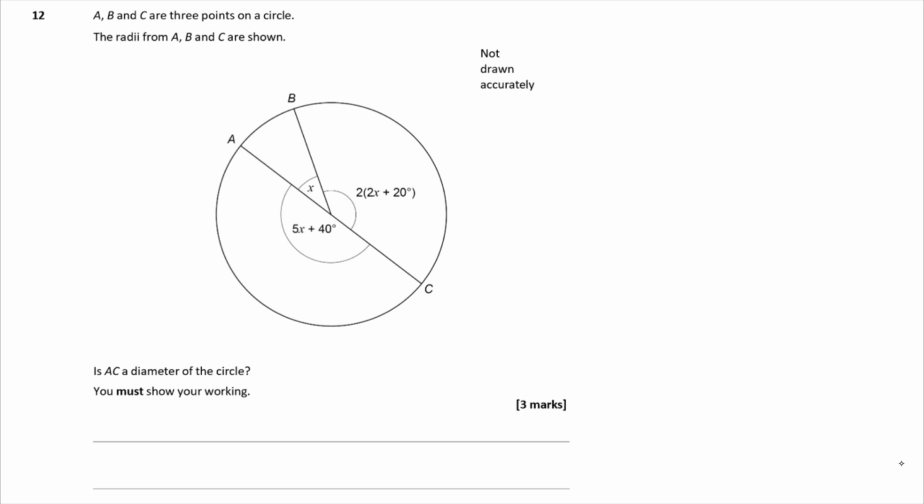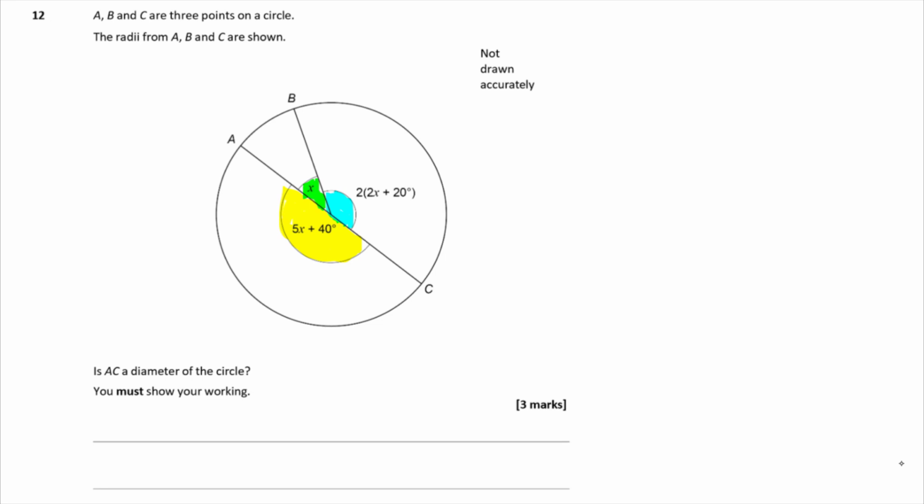Okay, so it's not drawn accurately, but we've got 3 angles given, and we need to see if 5x plus 40, then this one here resolves to 180 degrees. And if it does, then AC is going to be a diameter. But if that angle is not 180 degrees, then it's not a diameter, is it? Okay. Now, we've got 3 angles meeting at a point, basically. So we've got 5x plus 40, we've got x, and we've got this 2 lots of 2x plus 20, okay?